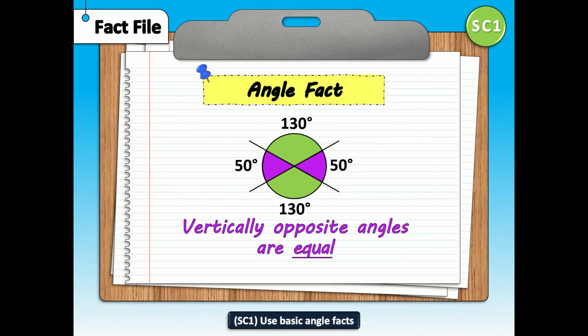The next angle fact is that vertically opposite angles are equal. So in a cross, the angles opposite each other will be the same size.